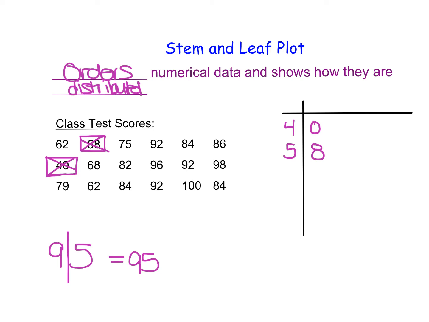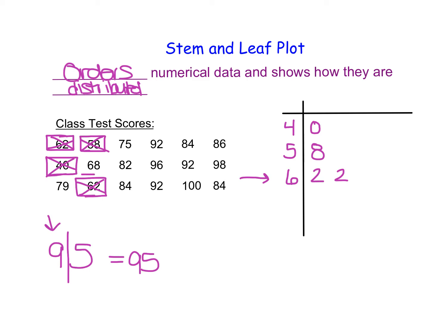Then I look for my next number, and I see 62. So we have 6, 2. Then I find another 62. So this is where we get stems and then multiple leaves. Here we already have the stem of a 6 for the 60 part, so we're going to just put a 2 after it again to say that there were 2 62s.